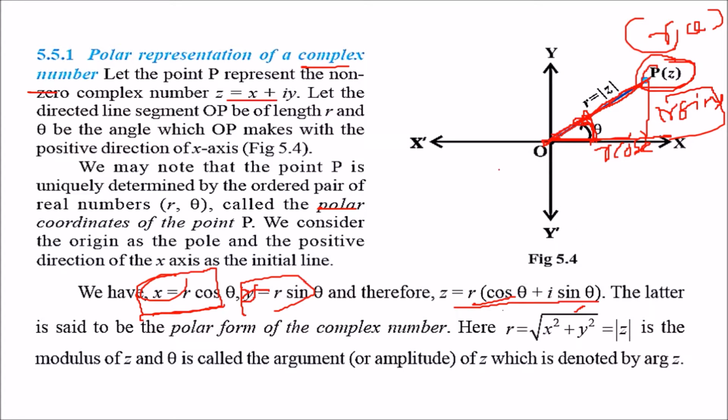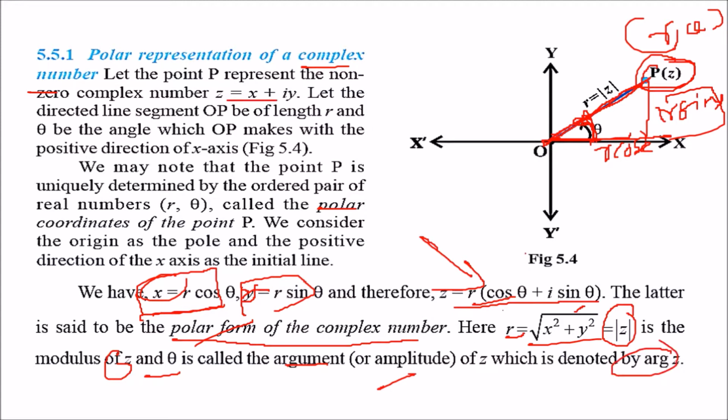This particular form is what we are talking about here, and this form is known as the polar form of complex numbers, where r is nothing but the modulus, the square root of x squared plus y squared. This is the modulus of z, and theta is called the argument, or you can call it the amplitude of z, which is denoted by arg z.